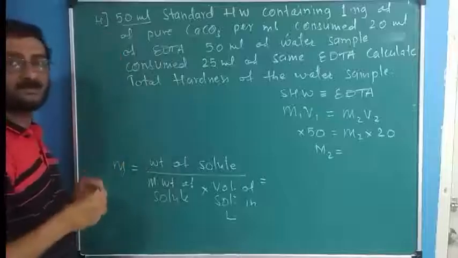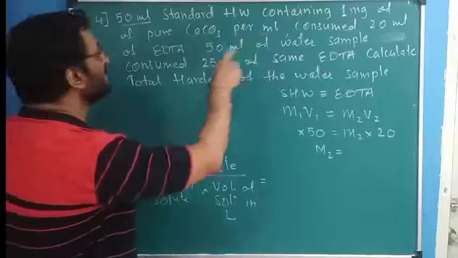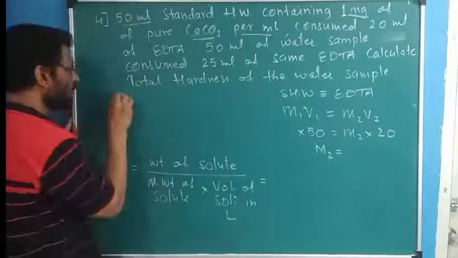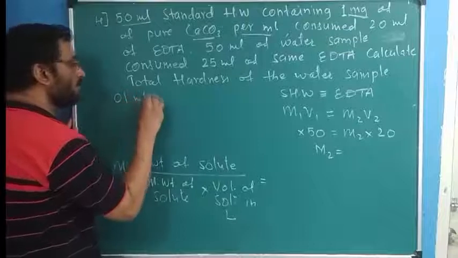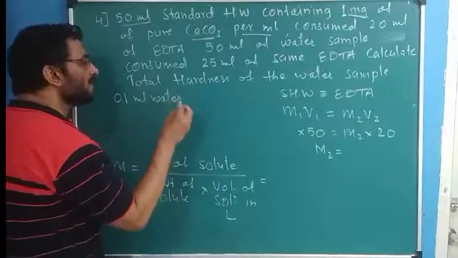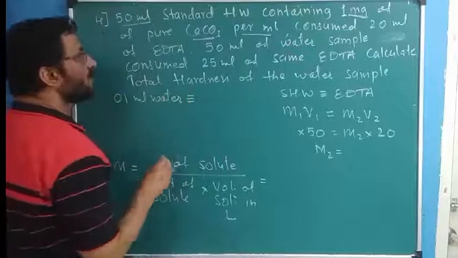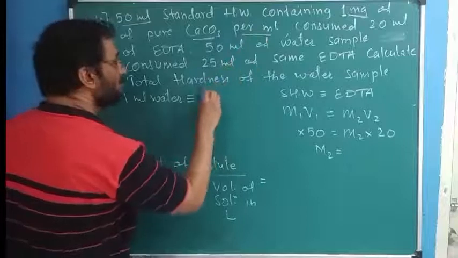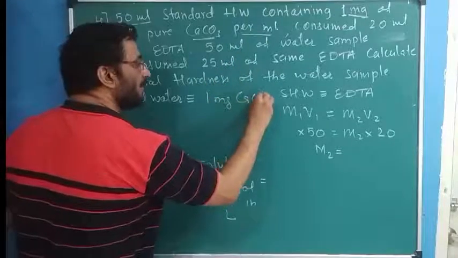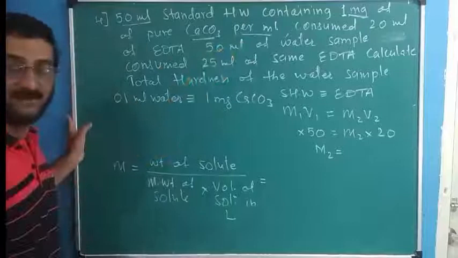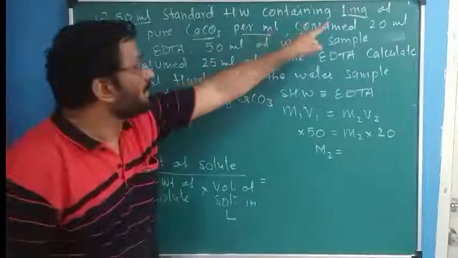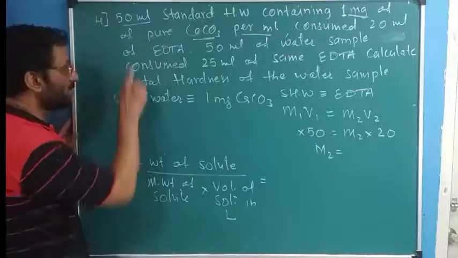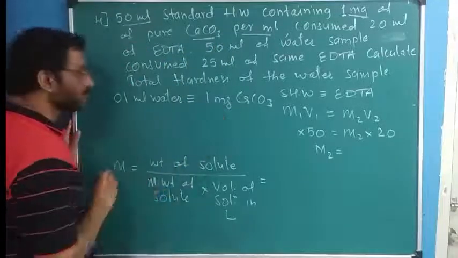In this 50 ml water, it has 1 milligram CaCO3 per ml. So we'll write 1 ml water containing 1 milligram CaCO3. See, this is tricky wording. 1 milligram CaCO3 per ml means, in this water, per ml 1 milligram CaCO3 means what?